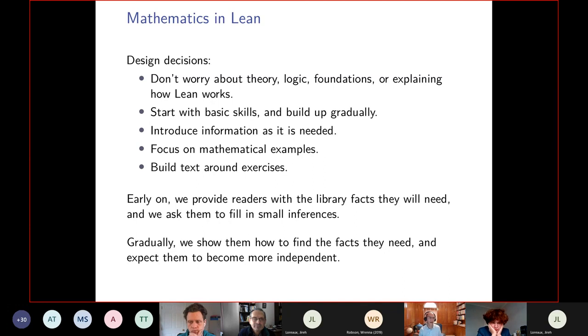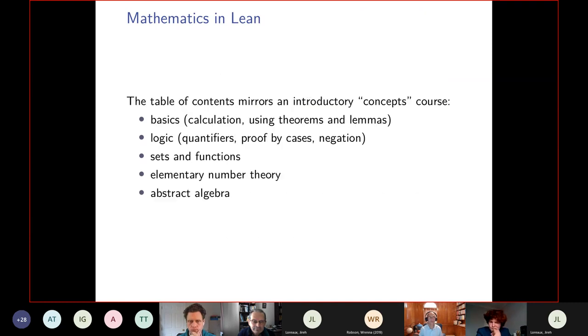Quickly, the design decisions are: don't worry about theory, logic, foundations, or the syntax of Lean specifically, but just focus very much on examples. Start with basic skills, calculation. Here are some examples, and here's how to do it, and then you try it. Then here are some more examples, here are some more skills, and then try it out. It's work in progress, but I think it's coming along nicely. And I plan to use that in another introductory course at Carnegie Mellon in the fall. We'll see how that goes.